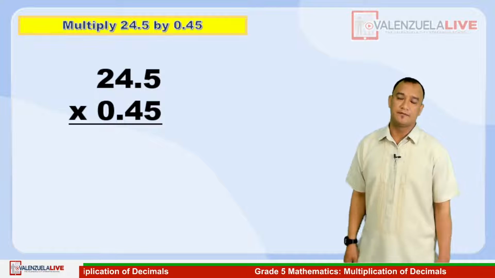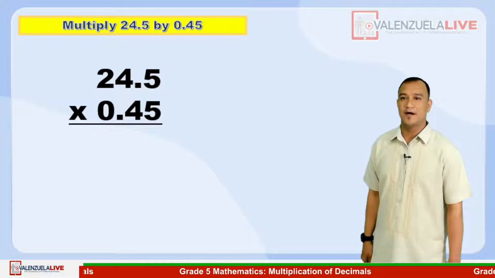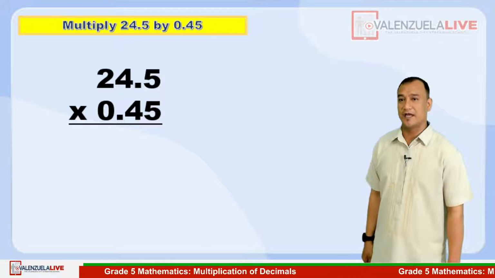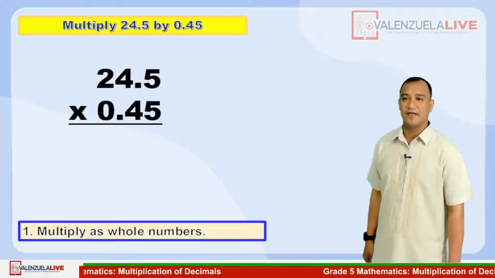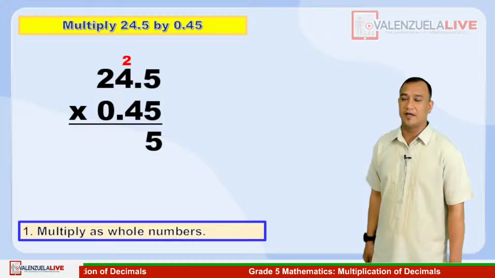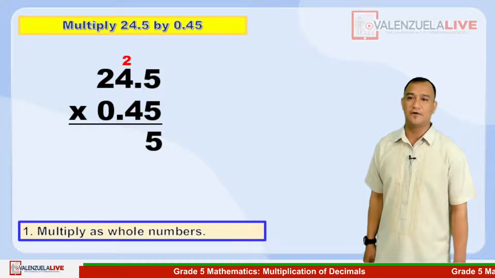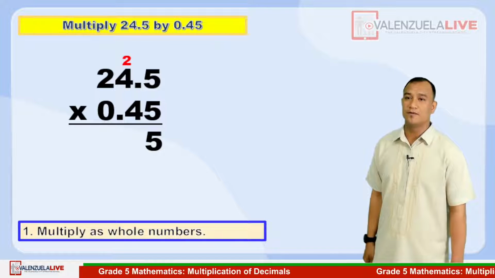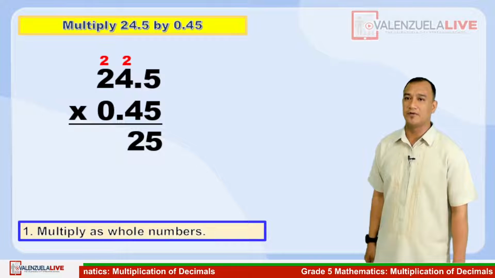Next given. Multiply 24 and 5 tenths by 45 hundredths. So again, let's multiply as whole numbers for our step 1. 5 times 5 is 25. Bring down 5 and regroup 2. 5 times 4 is 20, plus 2 is 22. Regroup 2 and bring down 2.